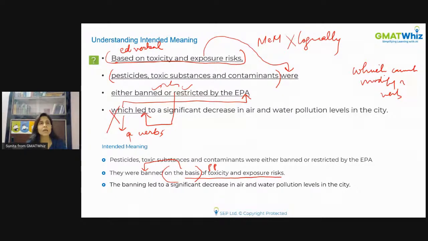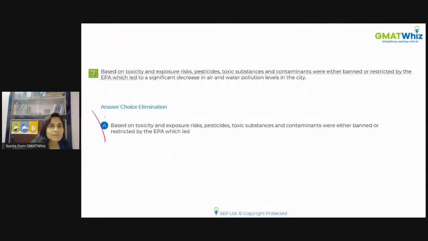Two errors right away. The ed verbal not making sense with the modified entity. So modified entity and modifier do not agree logically. As we know, the ed verbal cannot modify a verb, and therefore it is incorrect here. Okay, so the major takeaway here is ed verbal cannot modify a verb, and an ed verbal will always modify the noun next to which it is placed. So A is out because of this error here and because of the error about which. All right, let's move forward.